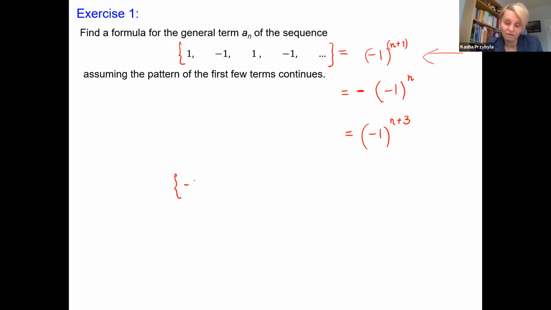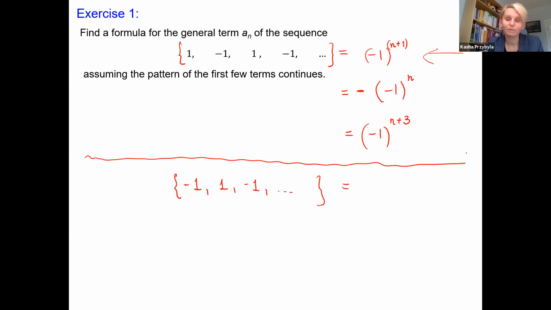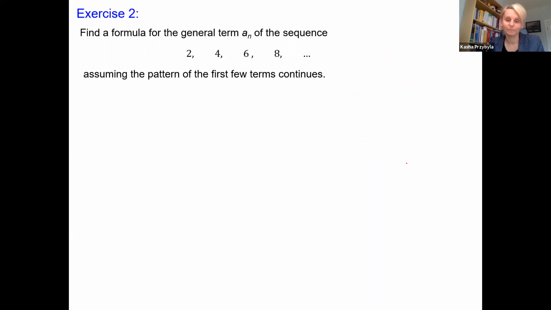Or if we have the first term negative, positive, negative, then what will be the formula? Probably this one will be just negative 1 to the n. That's what I thought at the beginning. Okay, let's see the next one. Find the general formula a sub n for even numbers, 2, 4, 6, 8, 10, 12, and so on.